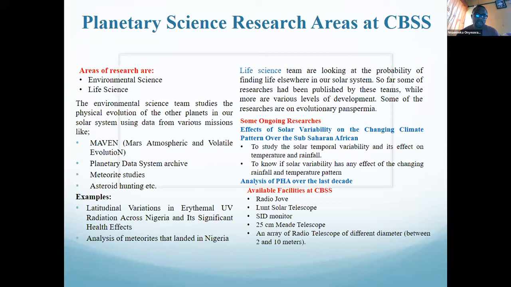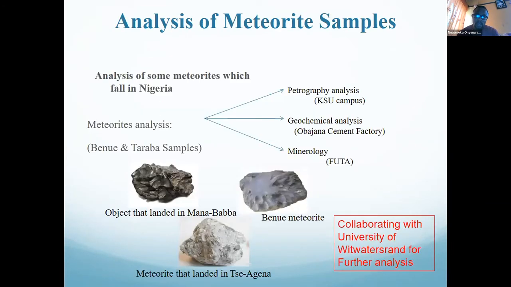Now, further to this, at the planetary science section, we also divided it into three areas. We have the environmental and life science, and also, recently we created the planetary geology under planetary science research, which all have their own research areas. Now, some meteorite samples we collected, we are able to do analysis on them, and we are running further analysis on them. By May this year, we take those samples back to University of Wits in South Africa to do further analysis on what we couldn't do here in Nigeria. We already secured a collaboration with Professor Roger Gibson there to conduct the research.